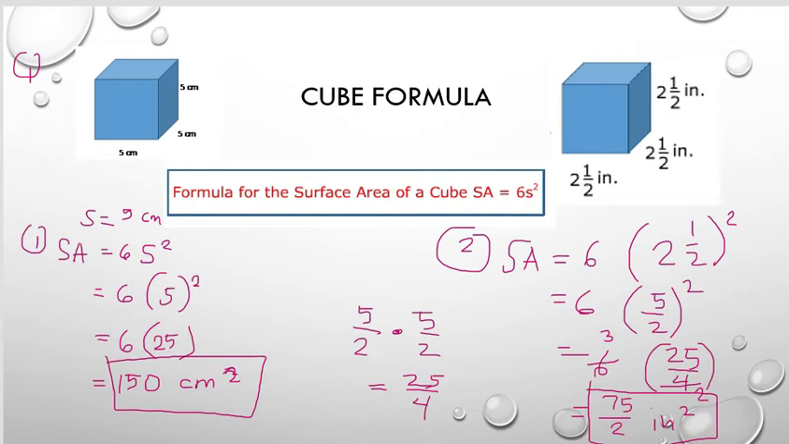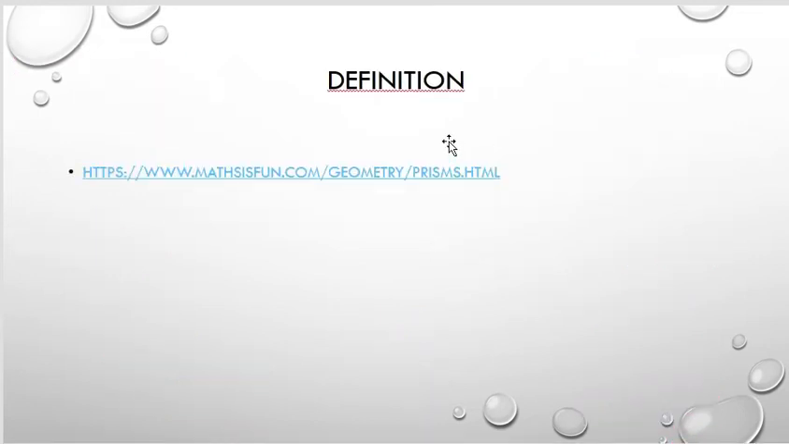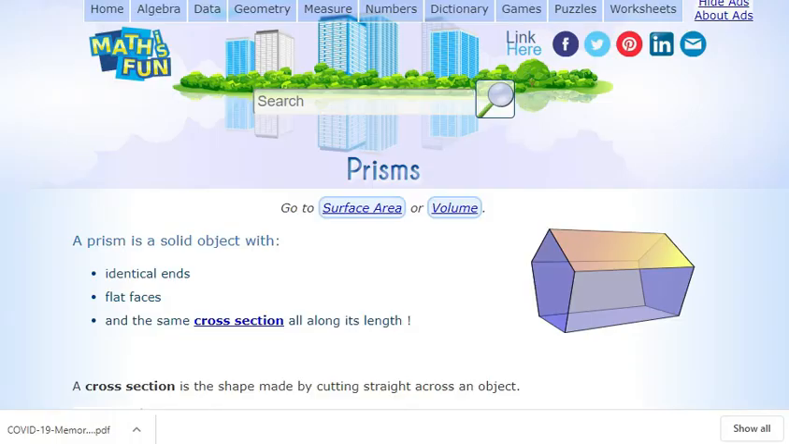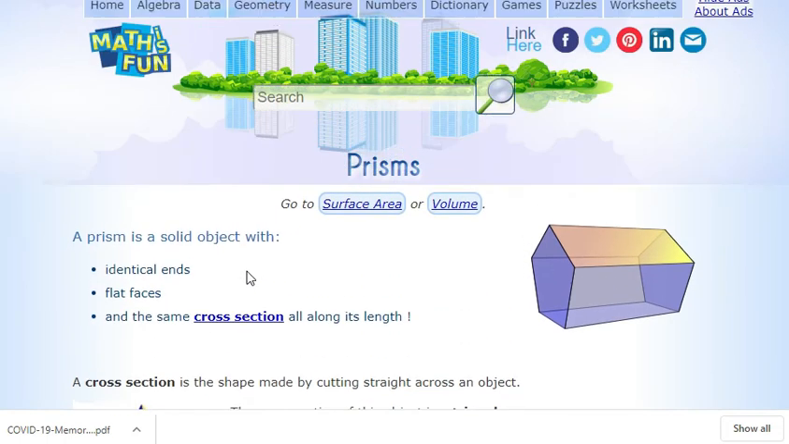Now, what about prism? Right? So let us check first the definition of a prism. So here we have the definition of the prism. Prism is a solid object with identical ends, meaning to say whatever end you have here or the base, it's also the same thing at the end. Alright? Then they have flat surfaces, it couldn't be curved, and the same cross section.